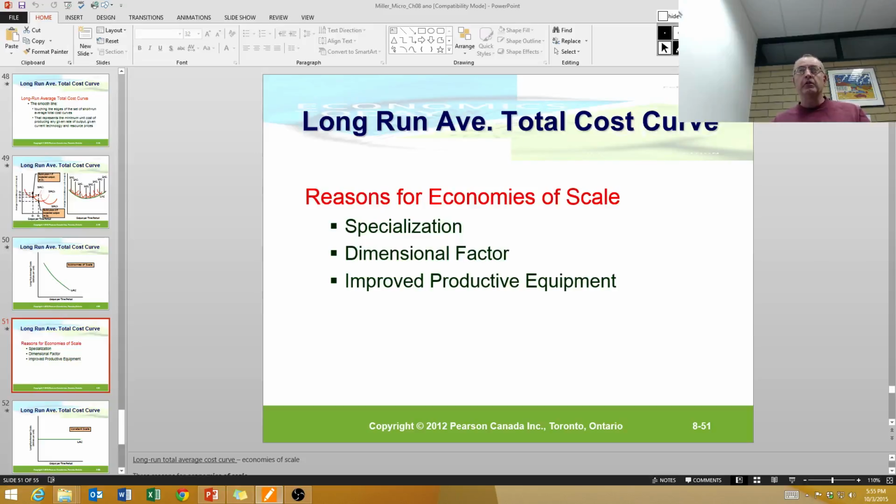Okay, so next we're going to look at the flat section of the long-run average cost curve.